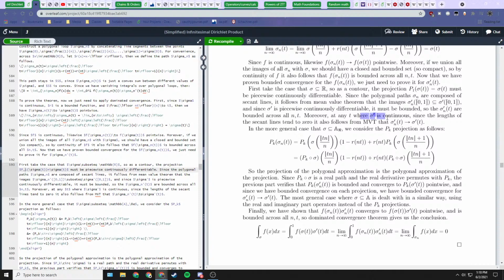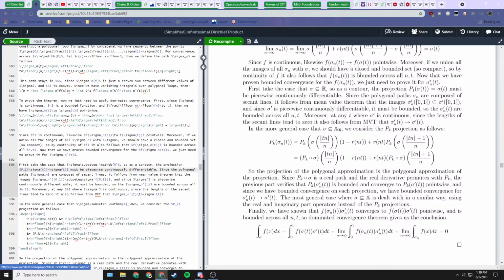Since sigma prime is continuous at all but finitely many points, and the secant lines have a slope which is somewhere within their x range, then eventually at any one of these points the derivative of this polygonal path will approach just sigma prime of t. So the polygonal path approaches the curve that it is approximating both in its derivative and also pointwise, while being bounded.